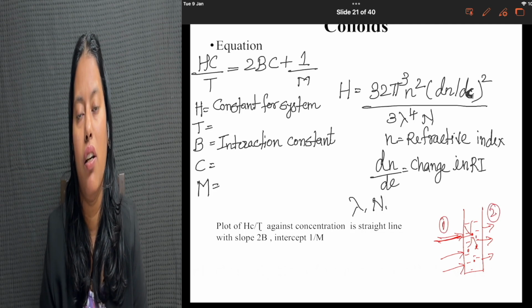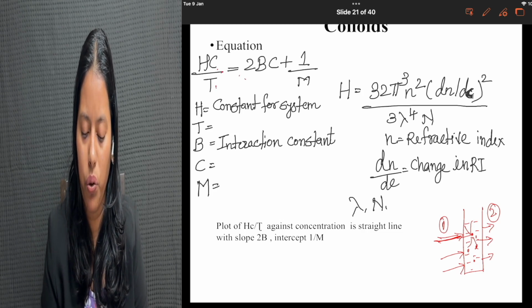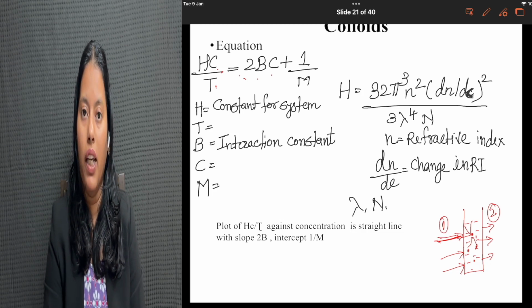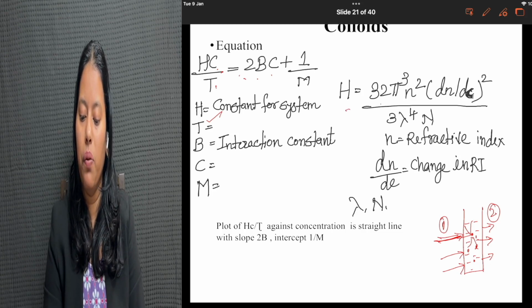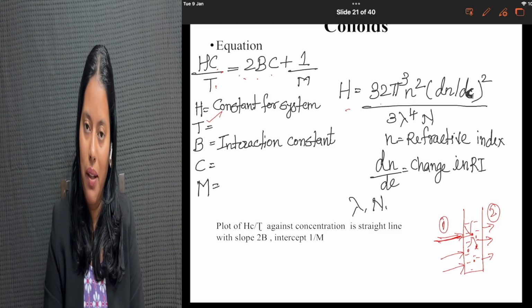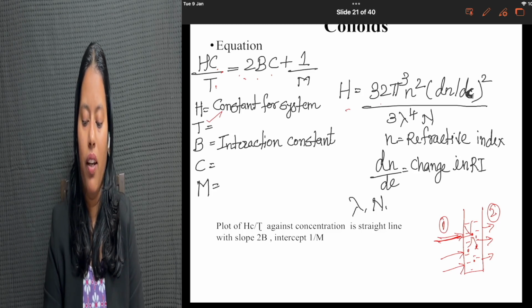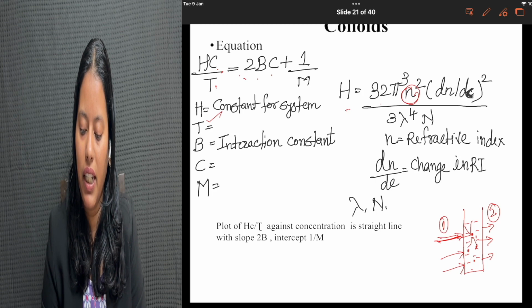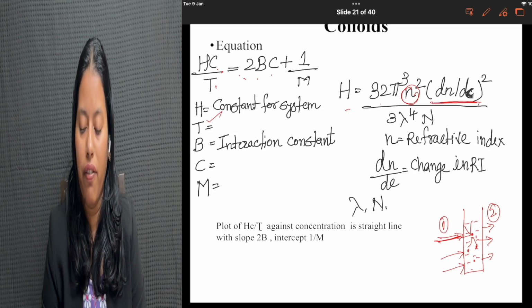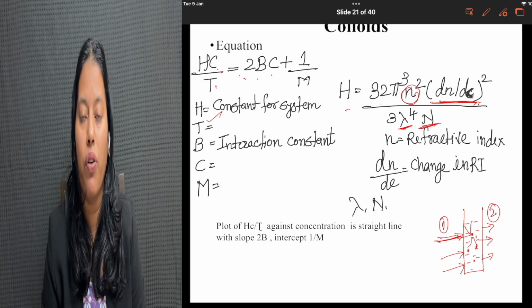You have an equation for this Tyndall effect, that is Hc/T = 2Bc + 1/M, where H is the constant for the system and H = 32π³n²(dn/dc)² / 3λ⁴N, where n is the refractive index, dn/dc is the change in the refractive index, λ is the wavelength, and N is the Avogadro number.